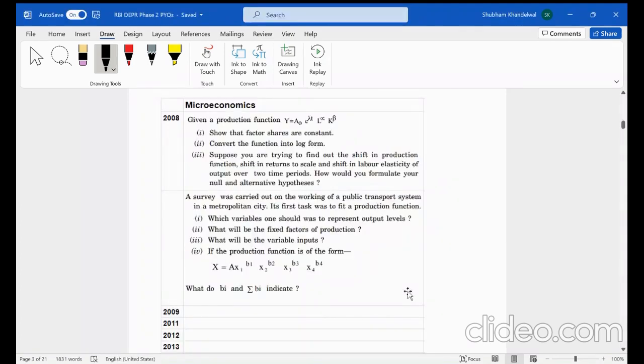So let us start with the microeconomics. Now here, if we look at 2008, they asked two questions from micro, and in both the questions, a production function was given to you, and then several things were asked based on that production function. Now, if you look at this question, the question is not that difficult. They've asked some things which, if you read, you don't find these things difficult. So I would say relatively simple questions.